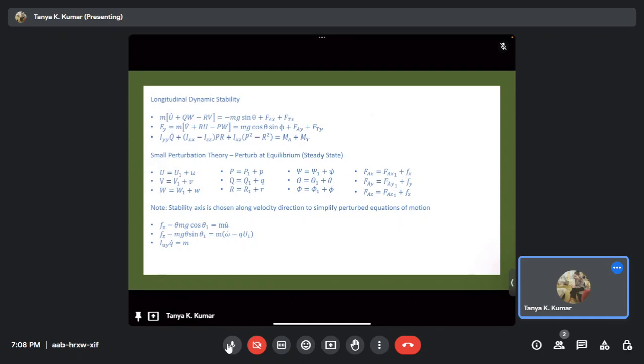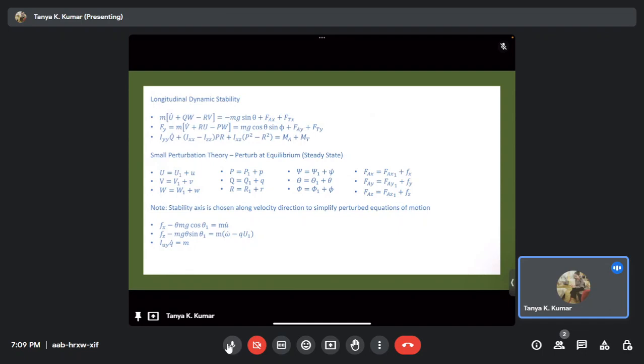Okay. Then we studied stability axis. We had also done a couple of questions on this. Does anybody remember what the stability axis is, why we did this? Alright, so stability axis is chosen to be aligned with the incoming velocity vector.